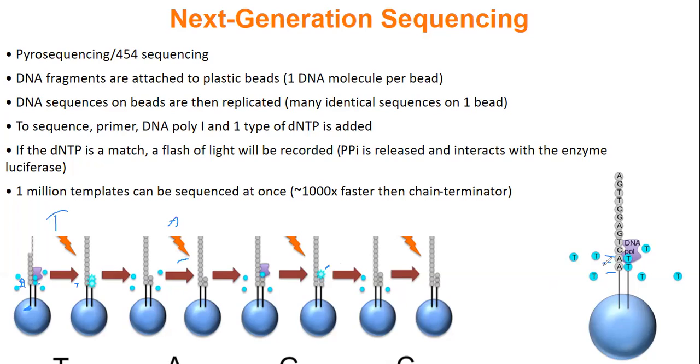They didn't. Okay, go back to the start with T. You basically just repeat that process over and over and over again until you have your sequence totally done. And this is roughly 1,000 times faster than the previous method we just talked about. So doing something like this, we can really speed up the process and sequence whole genomes if we wanted to. So are there any questions on how pyrosequencing or 454 works?